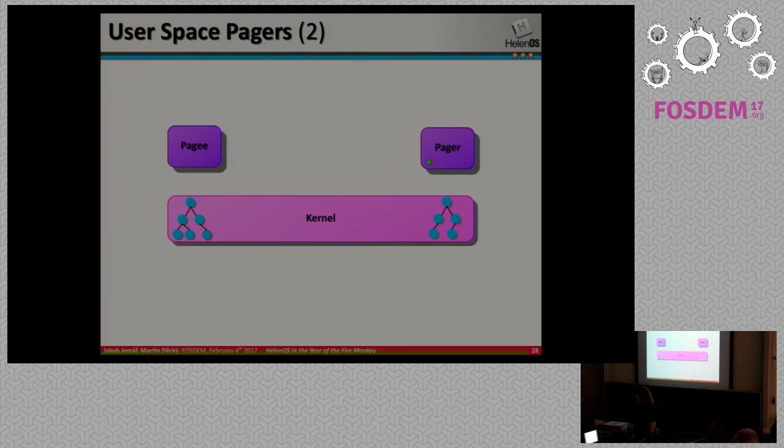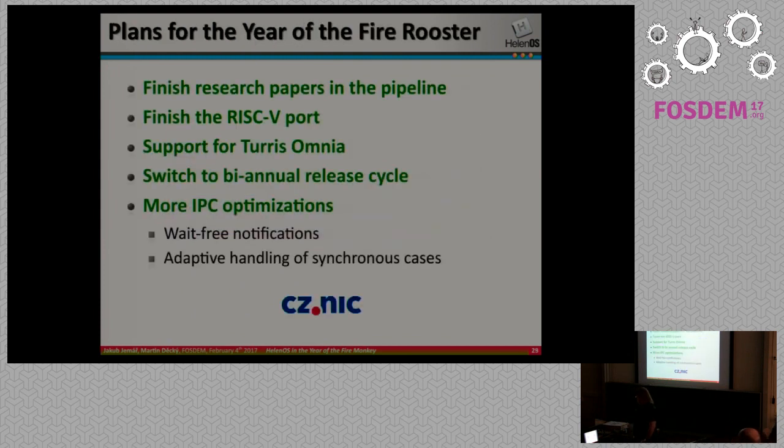So, any plans for this year, for the year of the fire rooster? Yeah, we have some research papers in the pipeline. We would like to finish them and submit them. I would really like to finish the RISC-V port. We have ongoing cooperation with CZ.NIC, the Czech National Domain Registry. They have this nice project called Turris Omnia. You might have heard about it even at last FOSDEM and at this FOSDEM.